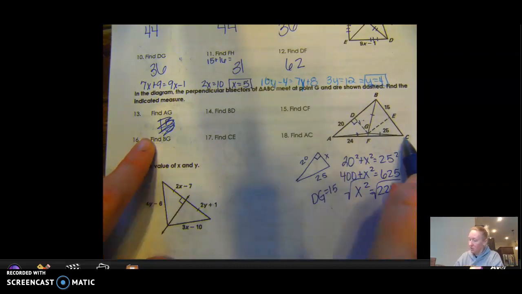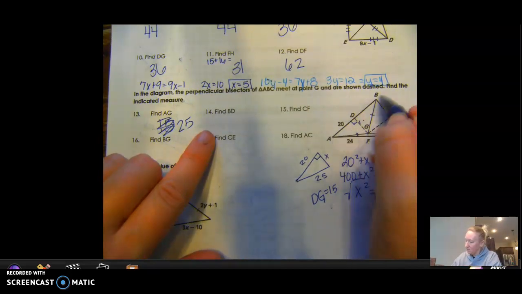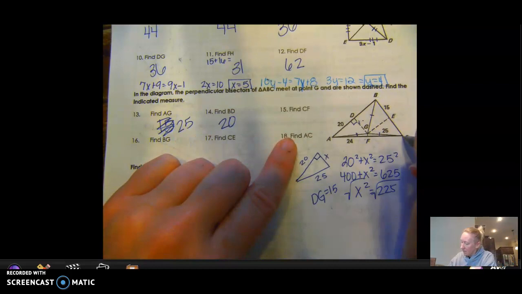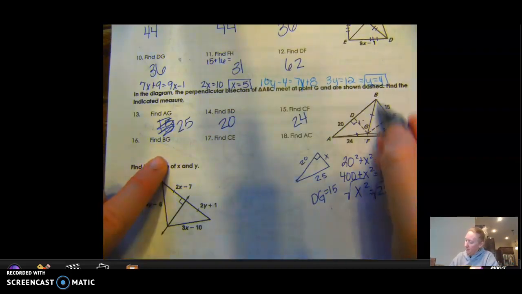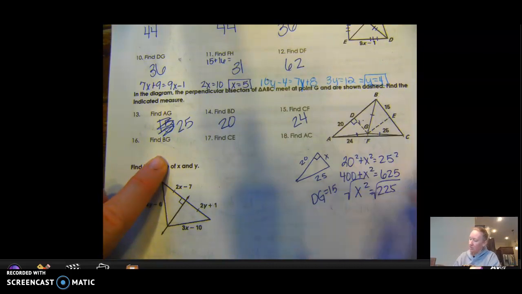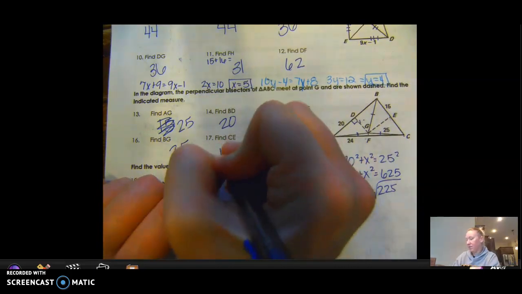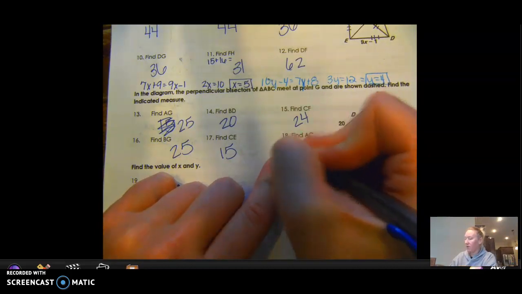AG is the same as G to C, so it is 25. B to D would be the same as A to D, so it is 20. C to F would be the same thing as A to F, so it is 24. B to G is the same as A to G and G to C, so it is 25. C to E is the same as B to E, so it is 15. And then A to C is 24 and 24, so 48.